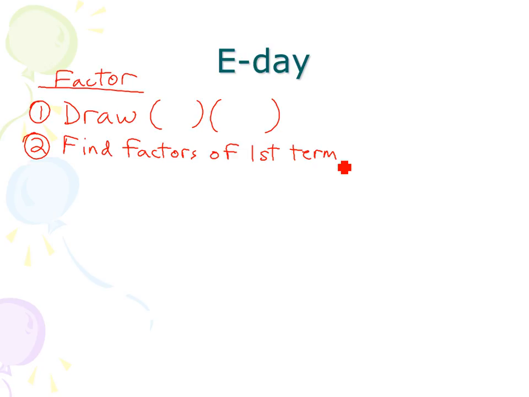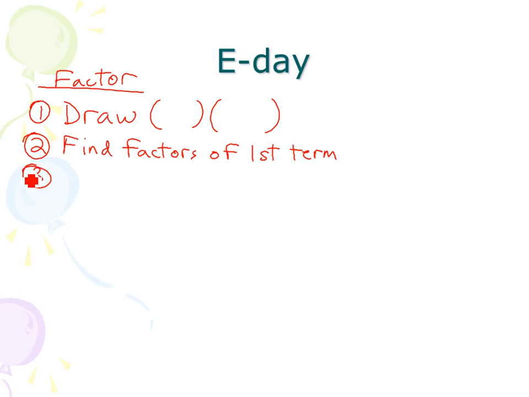Guess what he did instead of factors on the test? What's the other one everybody confuses with factors? Multiples. So the number was 6 or something, and he did 6, 12, 18, 24, when he should have just written down 1 and 6, 2 and 3. All right? So find the factors of the first term.